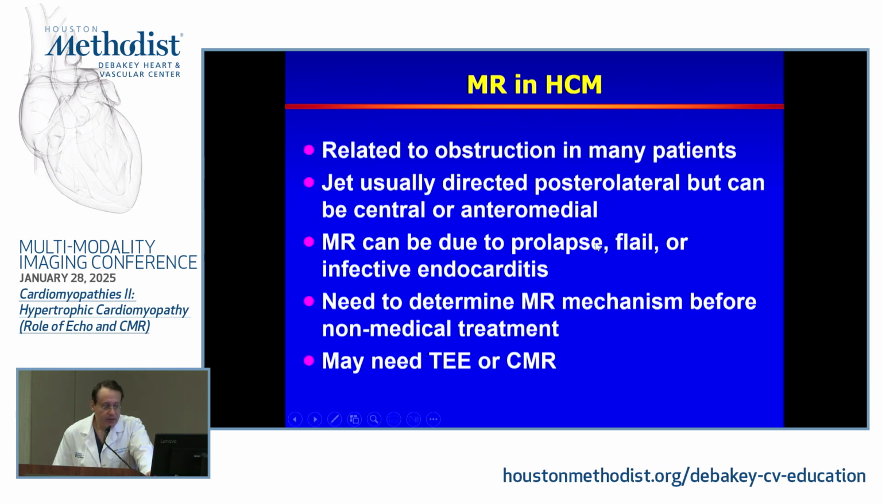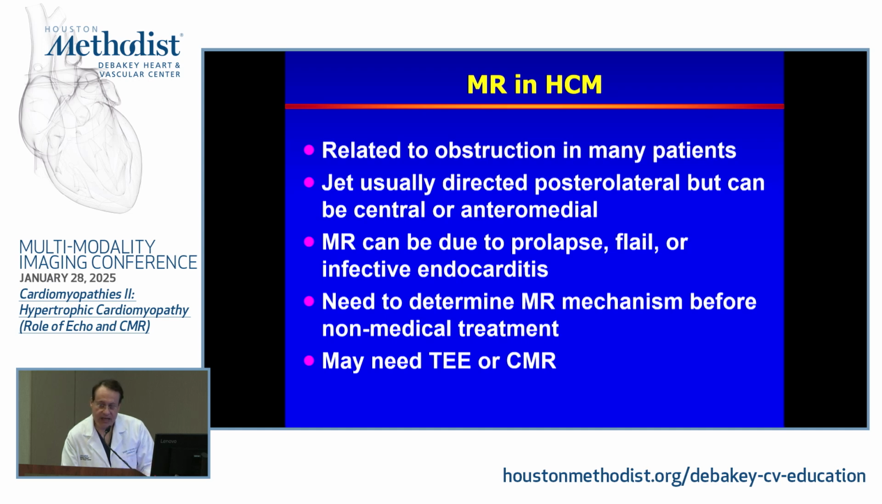Few points about mitral regurg. In many patients, it is related to obstruction, and in that case, the jet is usually directed posterolateral, but as noted earlier, sometimes it can be seen as central or anteromedial jet, and if there is no mitral valve pathology, myectomy can take care of the mitral regurg without a specific intervention on the mitral valve. However, mitral regurg can also occur due to something separate from hypertrophic cardiomyopathy, so a prolapse, a flail, or infective endocarditis. Before we embark on treatment, particularly if I am thinking of septal reduction therapy, I want to know what is the mechanism of that mitral regurgitation.